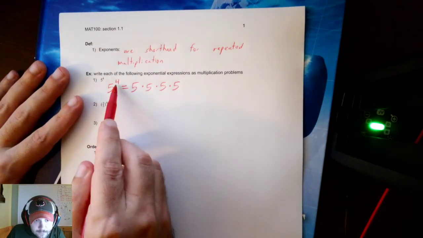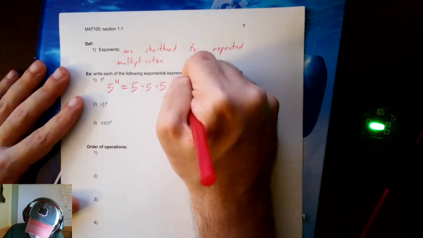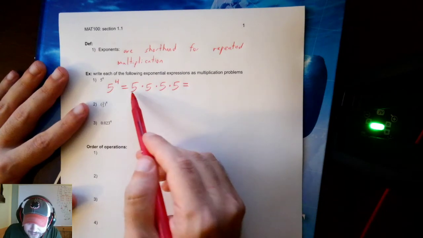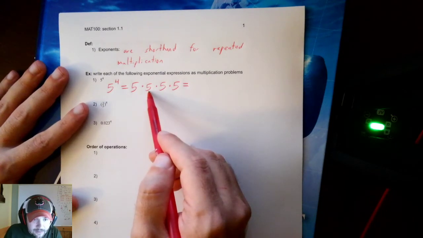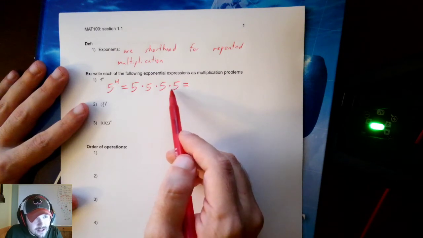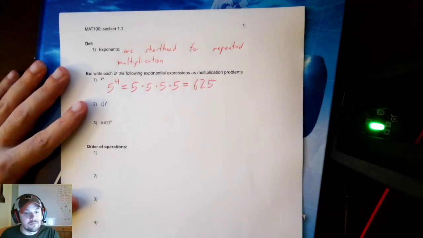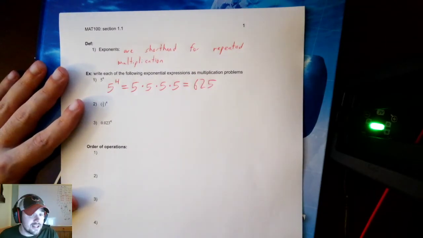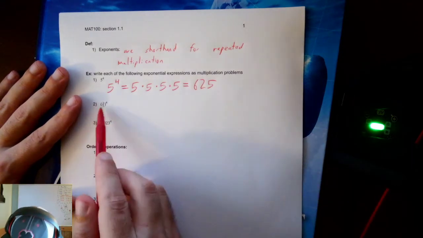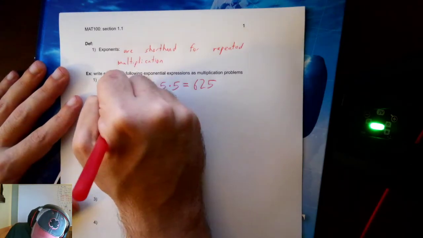The exponent 4 tells me I want 4 copies of the number 5. Which, if I multiply together, 5 times 5 is 25, times 5 is 125, times 5 is 625. So 5 to the 4th is 625. What about 3/5 to the 4th? Well, I'll follow the same convention, right?